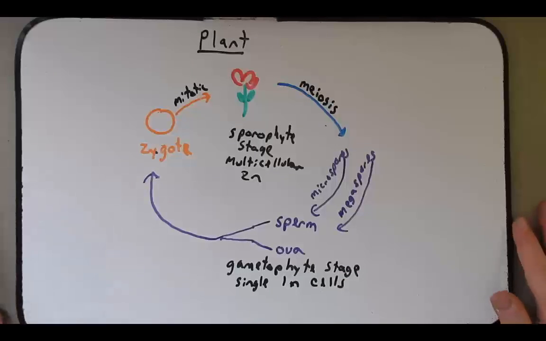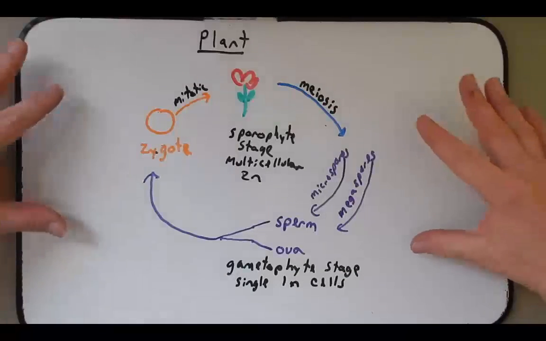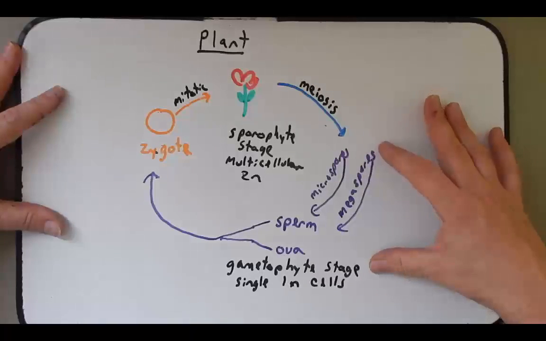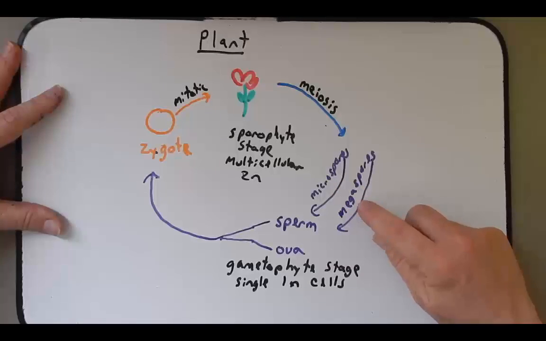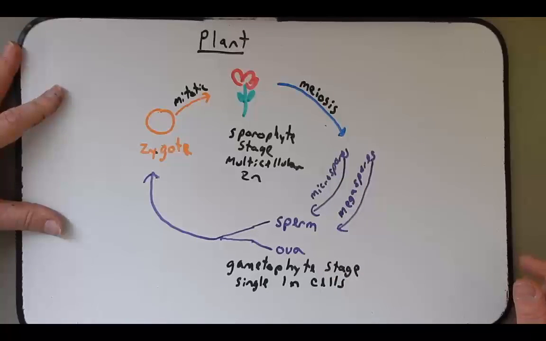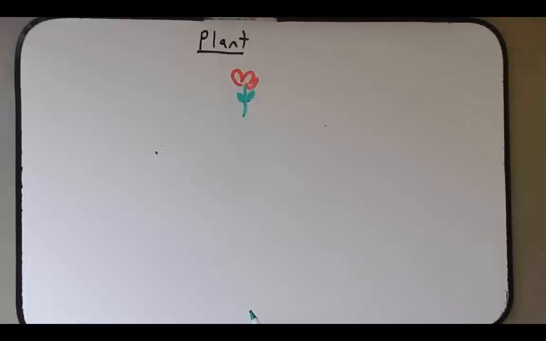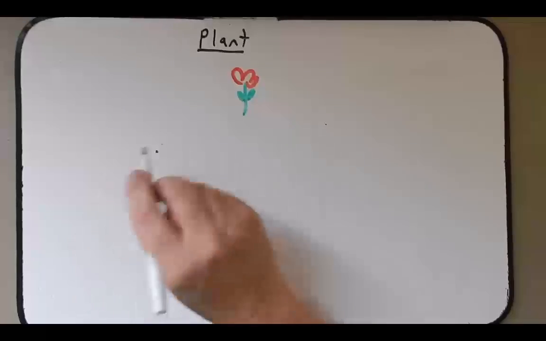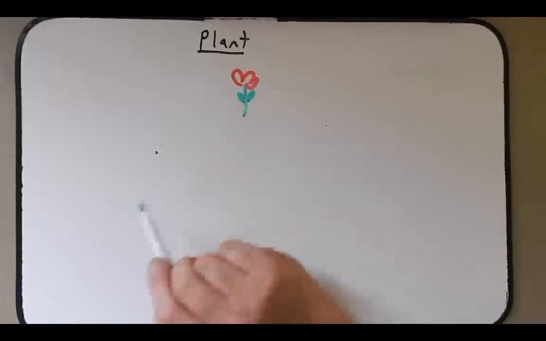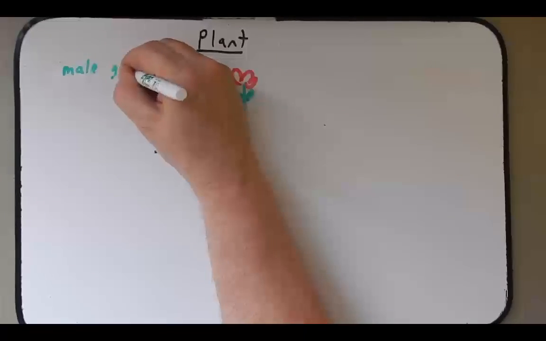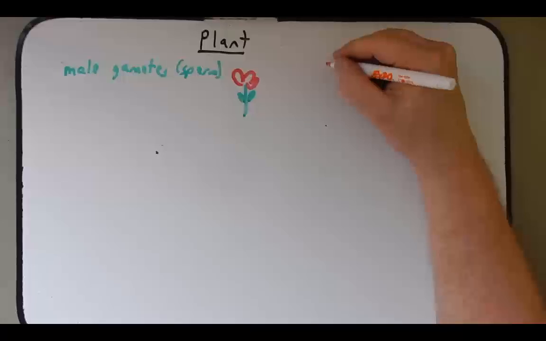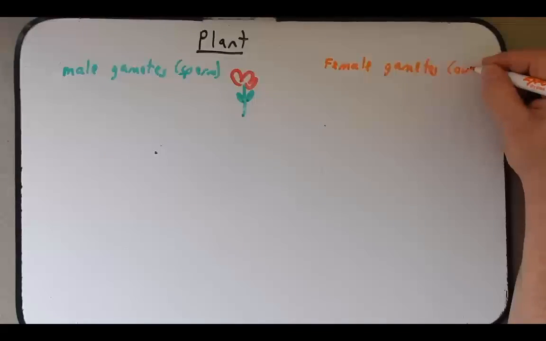Okay, now what I'd like to do is to expand this part here and talk about how it's going to make both microspores and megaspores and how those ultimately become sperm and ova. Okay, I'm going to start with the same plant, but we're not going to talk about the sporophyte stage. We're only going to talk about the gametophyte stage. I want to remind you that this plant, because it contains both male and female reproductive structures, is able to make both male gametes, sperm, as well as female gametes, ova.